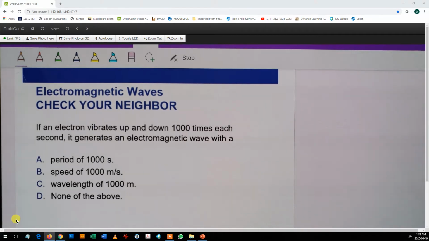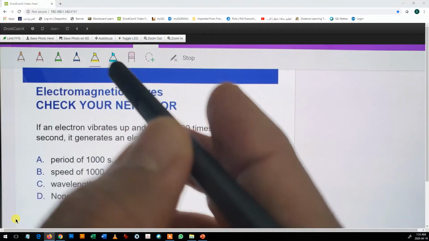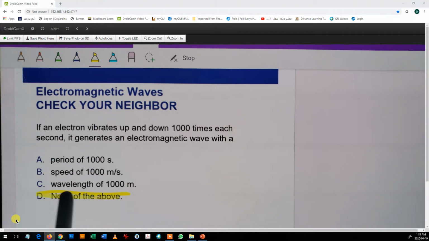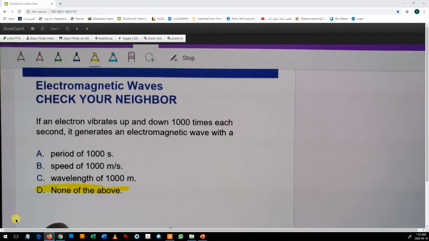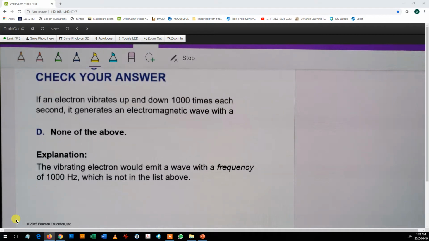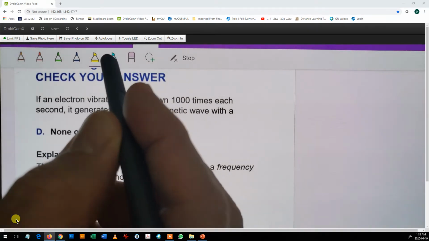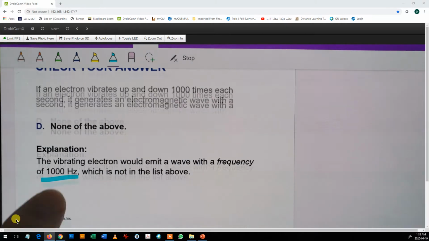If an electron vibrates up and down 1,000 times each second, it generates an electromagnetic wave with a period of 1,000, speed of 1,000 meters per second, wavelength of 1,000 meters, none of the above. It is none of the above. Of course, it is 1,000 hertz.